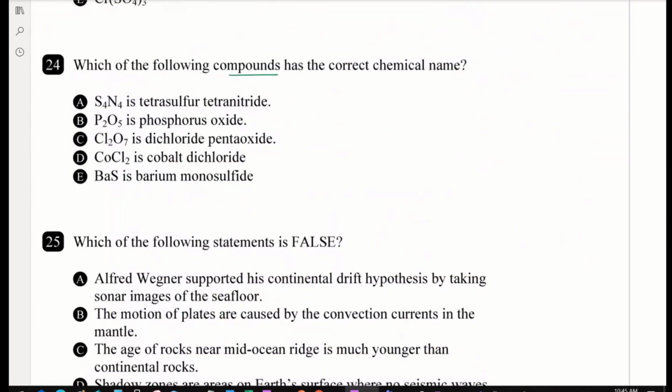Which of the following compounds has the correct chemical name? BaS is what? Ba is barium. Barium is a metal. Sulfur is a non-metal. So it's an ionic compound. So it should be barium sulfide, not barium monosulfide. So that's the wrong one.